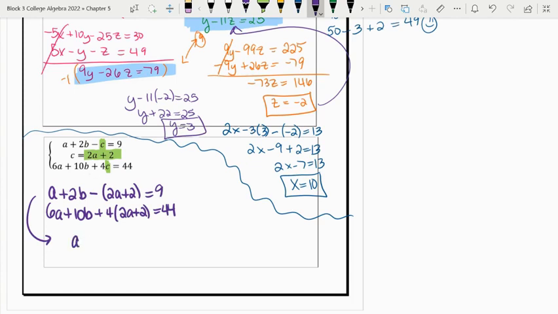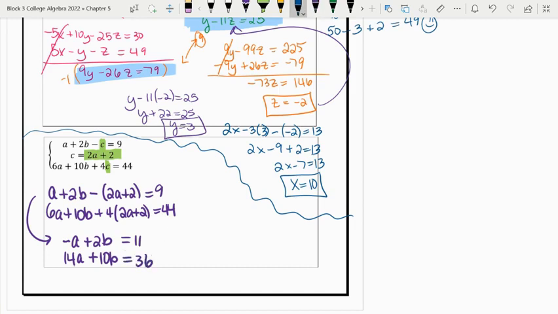Simplify the top equation, you get a, and I have a minus 2a, so that's going to give me a negative a plus 2b. That's a minus 2, so I'm going to move it over, so equals 11. This is going to be a 6a, that's an 8a, so 6 plus 8 gives me 14a. 10b, and that's a positive 8, and I have a 44, so let's take 44 minus 8, and you get 36.